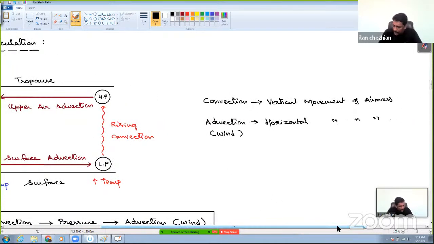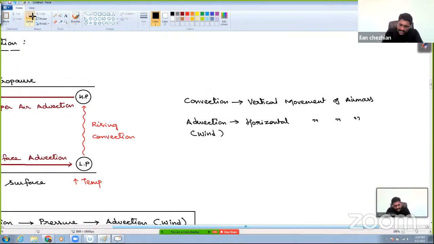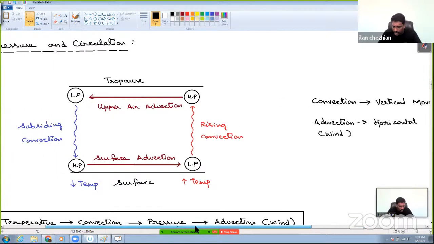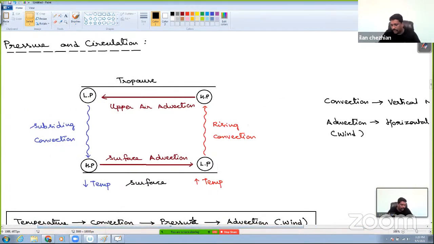Okay. Right. So what is convection? What is advection? As a layman, we tried understanding. I hope you understood. I repeat again, my friend, this concept, what you are seeing is very, very important. Okay. Right.